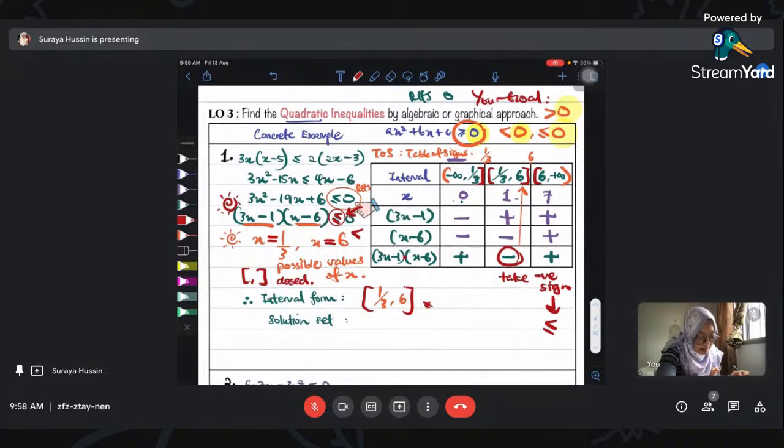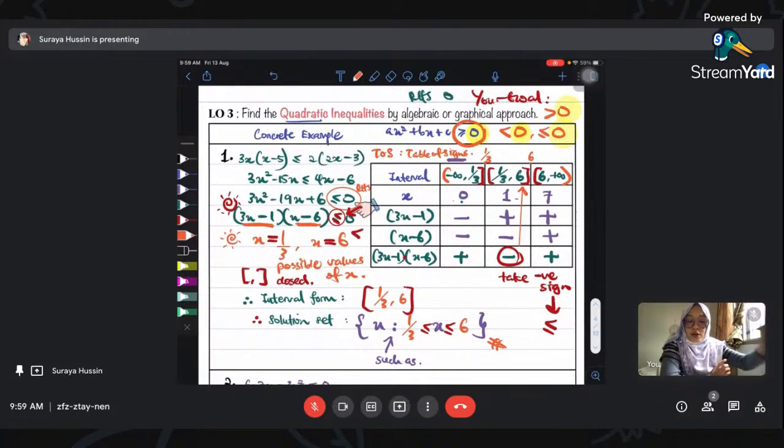Tapi this is interval form saja. Saya tak nak semua student saya kena faham dia mesti tulis dalam bentuk dua-dua. Okay. So now another way of writing it is curly bracket x such that x is in between 1/3 and 6. Therefore, I'm done. Boleh ke semua? Boleh faham ke apa saya ajar untuk TOS? For now. Saya baru ajar satu kali. Saya boleh ajar lagi sekali.